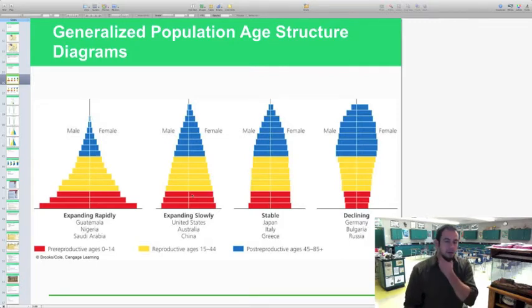If you look at this, expanding slowly, that's the United States, Australia, and China. We're starting to make a skyscraper-looking image, a lot less of a wide base, so we're not really expanding quite as quickly.